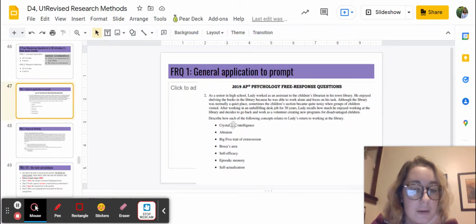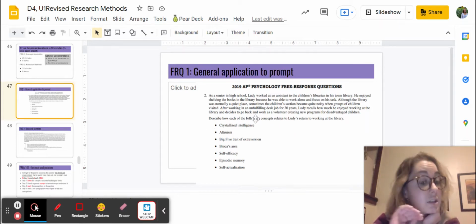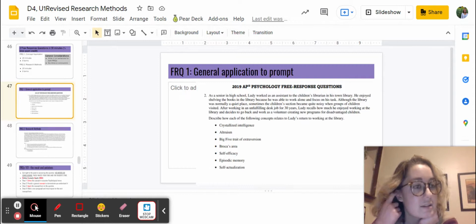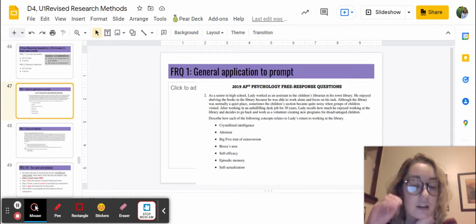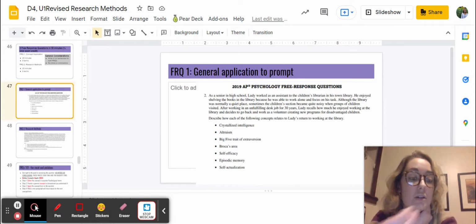So define what crystallized intelligence is, explain how this term would connect to Ludi. It'll be about 2 to 3 sentences for each term. So you'll define it, kind of give an example of what it is, and then apply it to this scenario. And the only thing you score points on is the application. They don't care about that. They want you to define it because that's just kind of the structure, but they don't score your definition. They only score that you applied it correctly. So really focus on being clear and that you're demonstrating your knowledge of this term in your application.